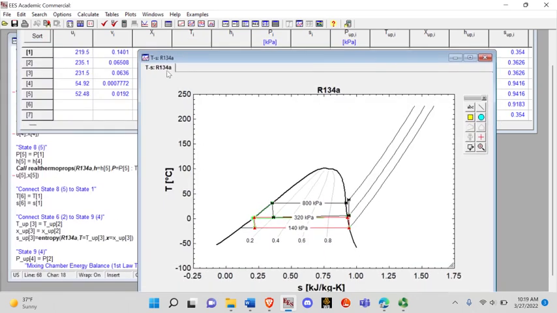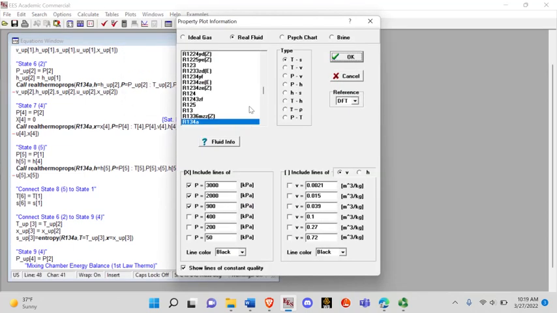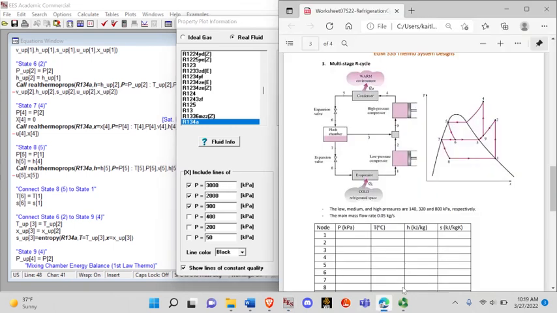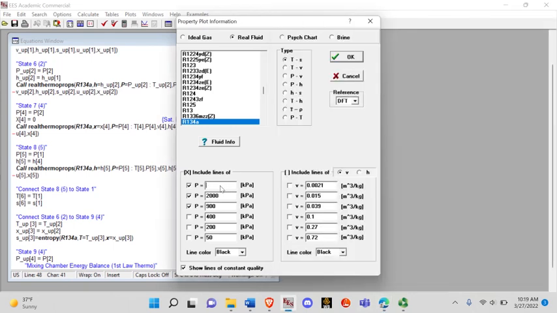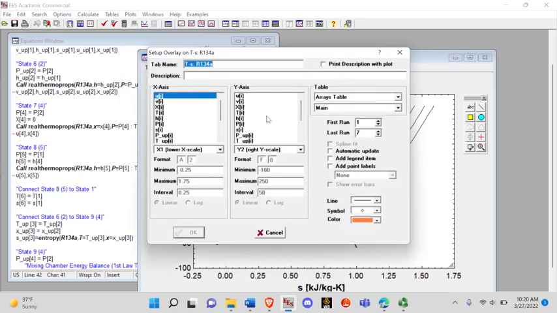And just to clean this, I'm going to delete this and create a new property plot. R134A, real fluid, TS. We have our minimum, we need our minimum maximum pressures. 140, 320, 800. Okay. See, these were the lines created. Now we're going to overlay the plot. First, we will do, and we'll remember to keep this consistent, so we have orange here. With these arrows, we'll hit OK.